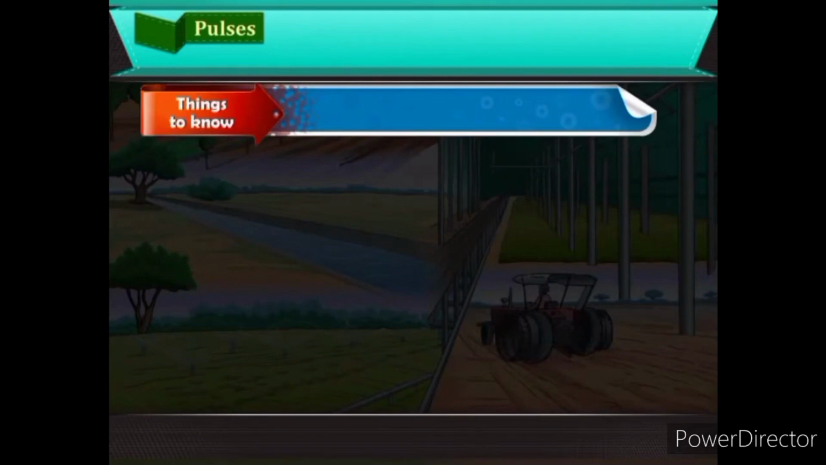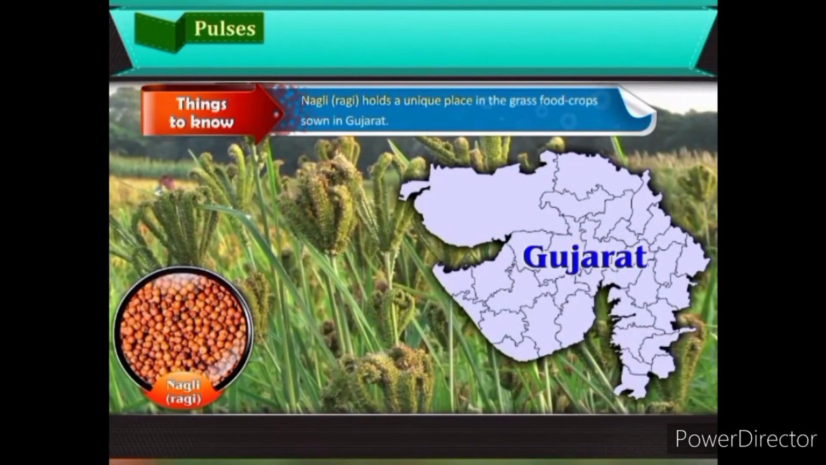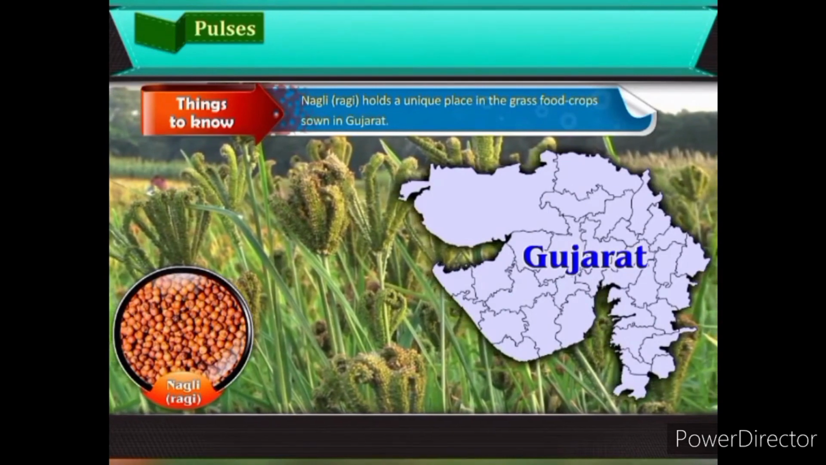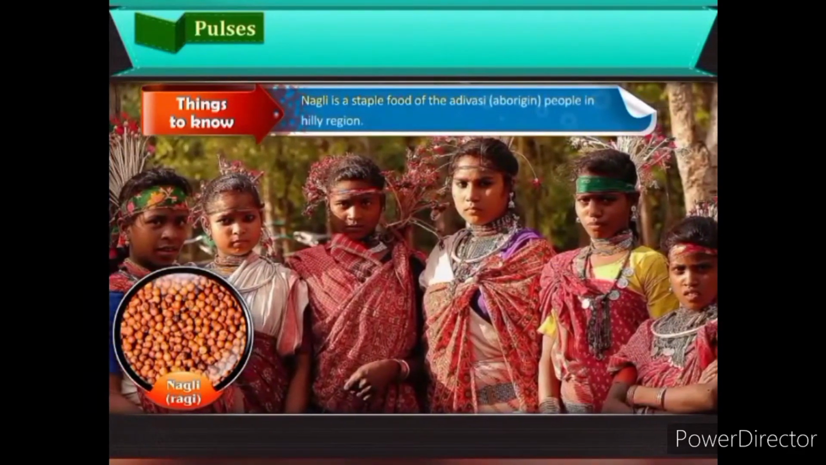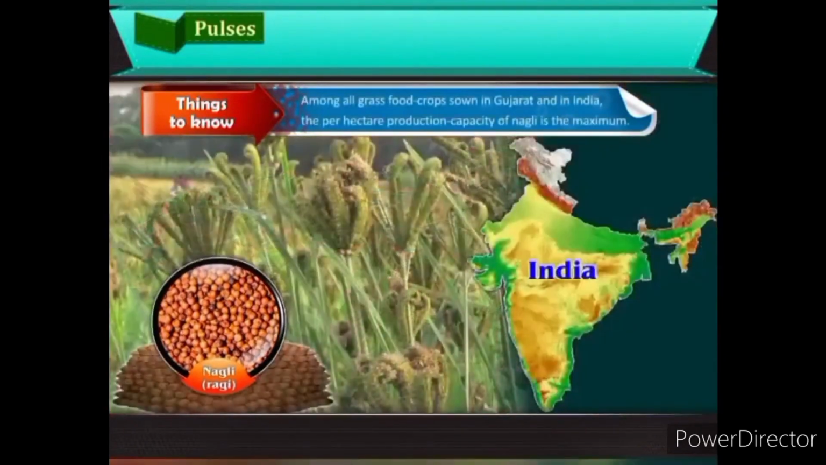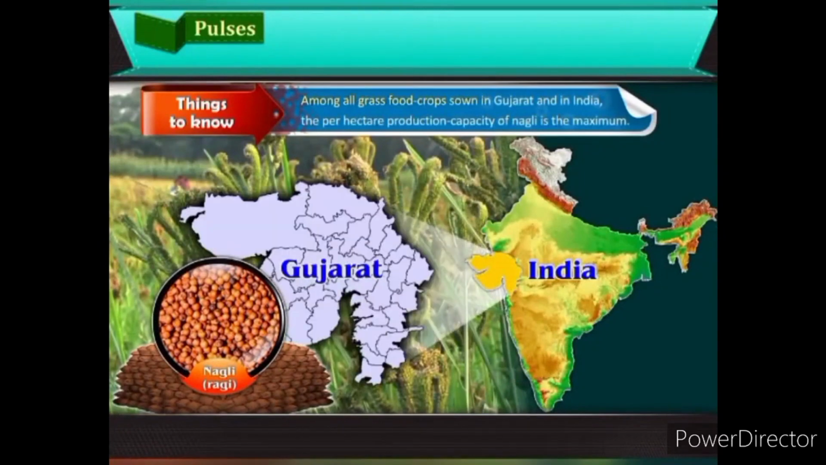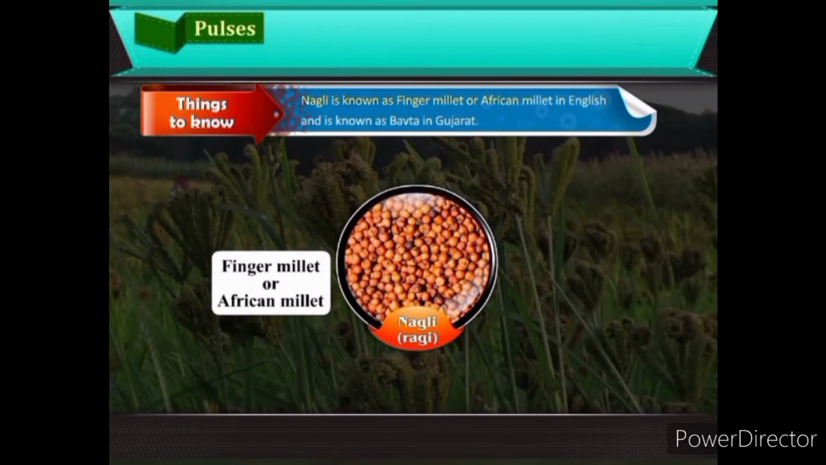Things to know. Nagli or ragi holds a unique place in the grass food crops sown in Gujarat. Nagli is a staple food of the Adivasi or aborigine people in hilly regions. Among all grass food crops sown in Gujarat and in India, the per hectare production capacity of Nagli is the maximum.